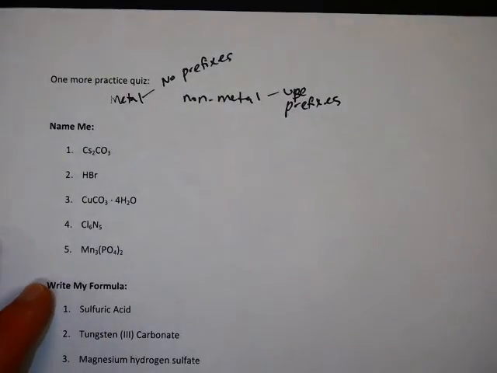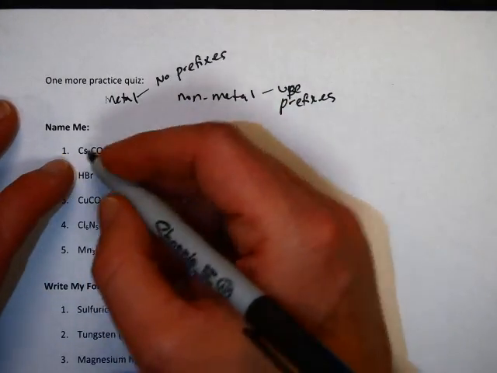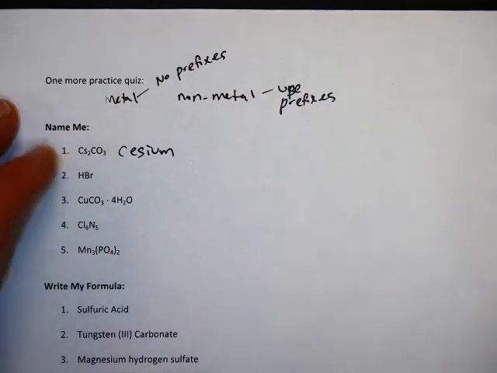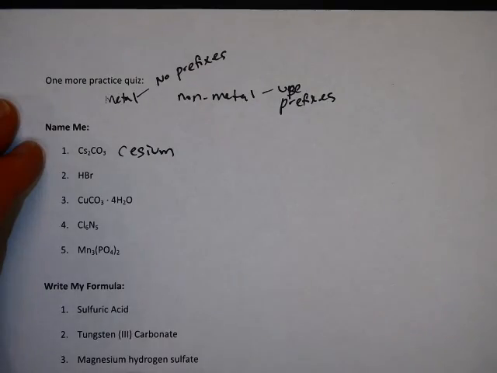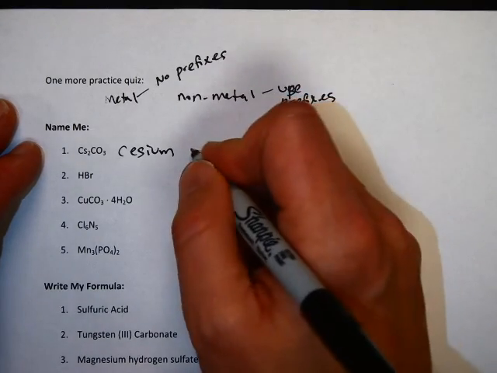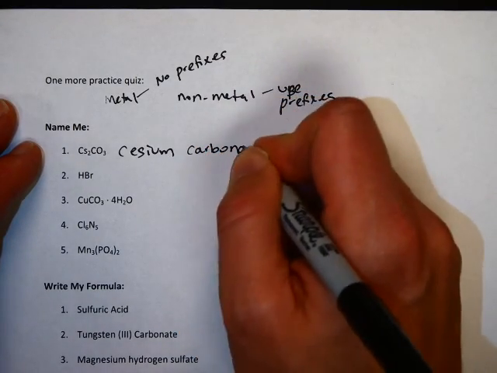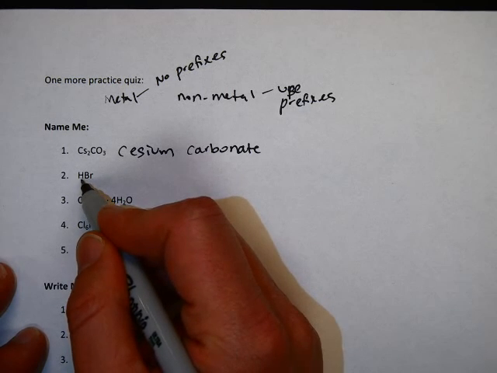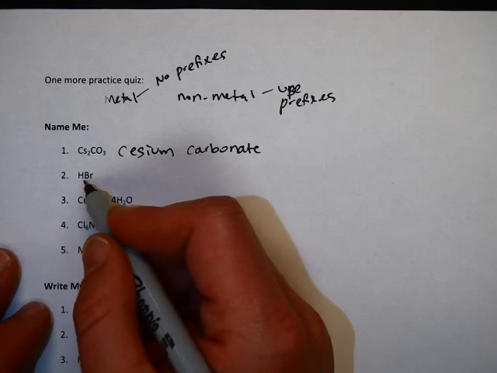So when I look at this and I see cesium, well, cesium is a metal, so I'm not going to need prefixes. And cesium is a group 1 metal, so it's always +1, and I don't need to use Roman numerals either. So I'm just going to call this what it is, which is cesium. And CO3 is on the back of this sheet. It's carbonate, so it's called cesium carbonate.